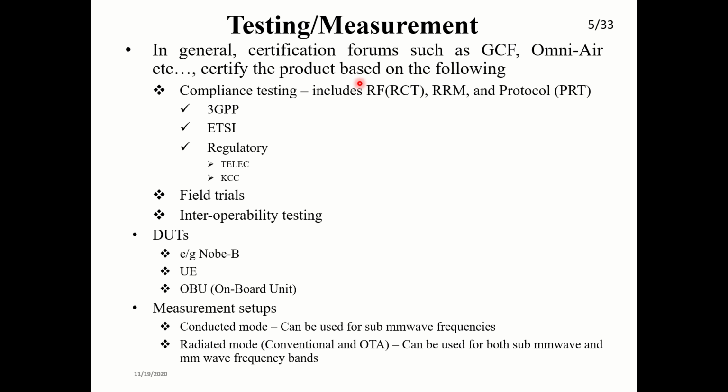And the DUTs we will be testing are like node B, UE, and onboard unit. The onboard unit is especially for CV2X or autonomous car applications. And measurement setups: conducted mode and radiated mode. The conventional one is the conducted power setup, with one-to-one communication. We will have a transmitting antenna, and you put your device and test it. But OTA is something different, because it is imitating the real-time scenario.